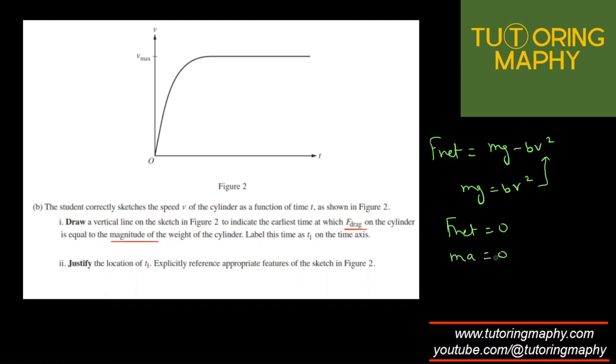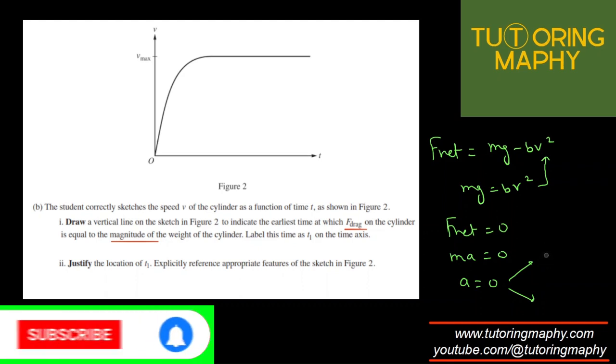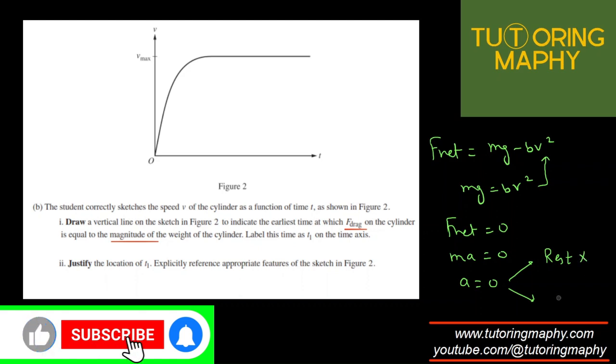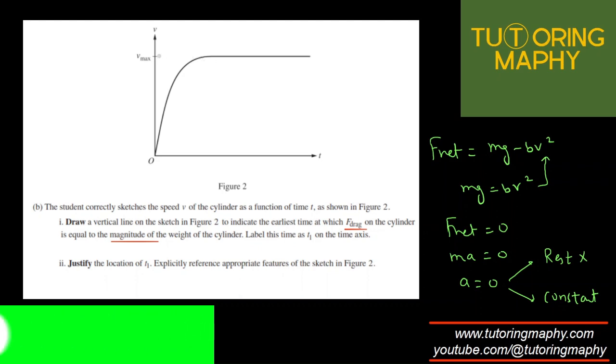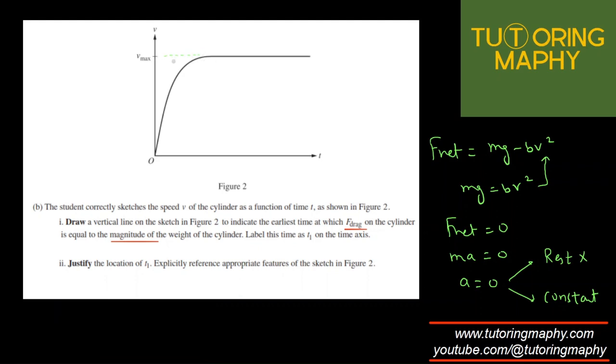It means that ma is 0, which means that a is 0. Acceleration is 0 in only two cases: either the body is at rest, which is obviously not possible, or the velocity is constant. Sorry, not maximum, constant. Rest is not possible, so velocity should be constant at this point. And clearly the first time this happens is obviously when the graph flattens out.